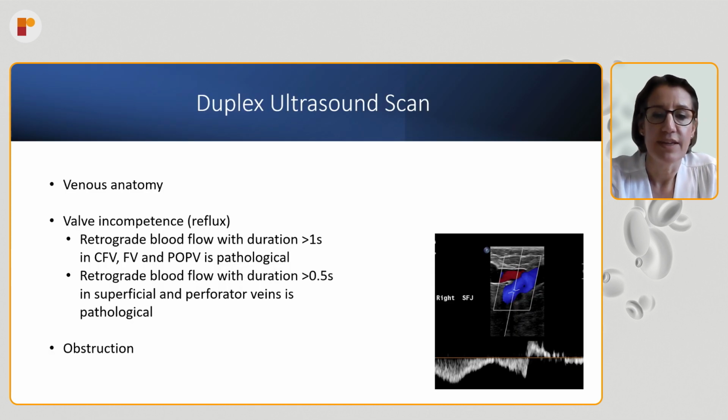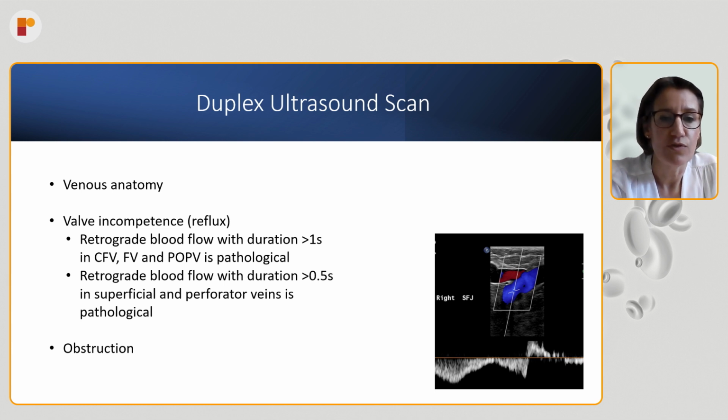For superficial venous incompetence, the standard investigation is with a duplex ultrasound. This helps us to delineate the venous anatomy, and it also allows us to categorize valvular incompetence and reflux within the veins. So retrograde blood flow with a duration of more than 1 second is pathological in the deep system, whereas retrograde blood flow with a duration of more than 0.5 seconds is pathological in both superficial and perforator veins. We can also find venous obstruction on the duplex scan.